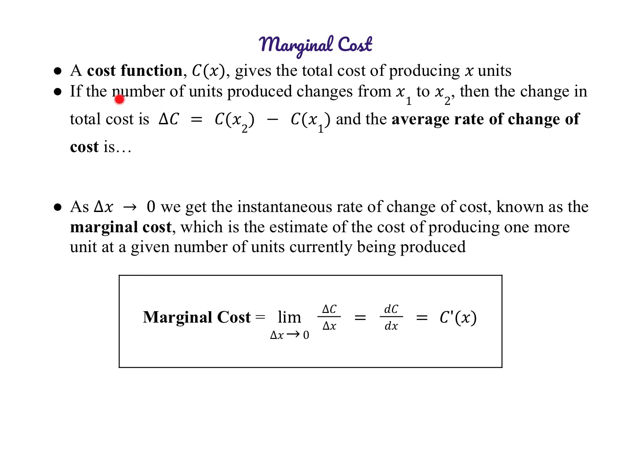So we know if the number of items produced changes, let's say from x1 to x2, then of course the cost is going to change, and we can find that change in cost by seeing the cost of producing x2 items and subtract it from the cost of producing x1 items. So that's the change in total cost.